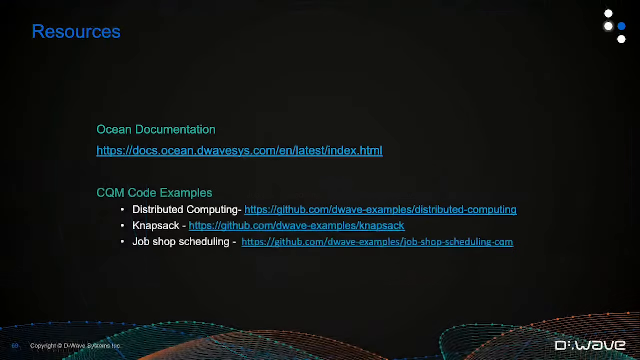All right, if you're interested in exploring the CQM solver in more detail, check out our Ocean documentation. We have information on the CQM, the model and the solver, as well as symbolic math. And we currently have 3 code examples available online that use the CQM solver as well. So the distributed computing example, knapsack, and job shop scheduling.